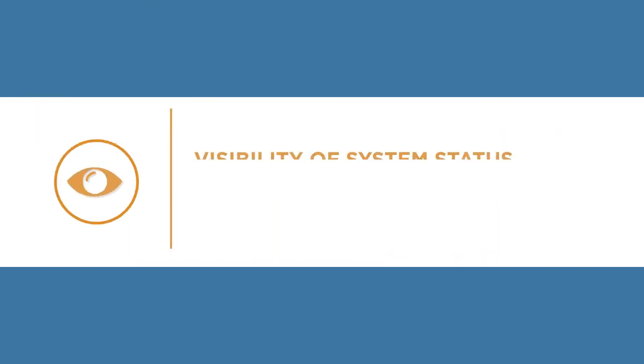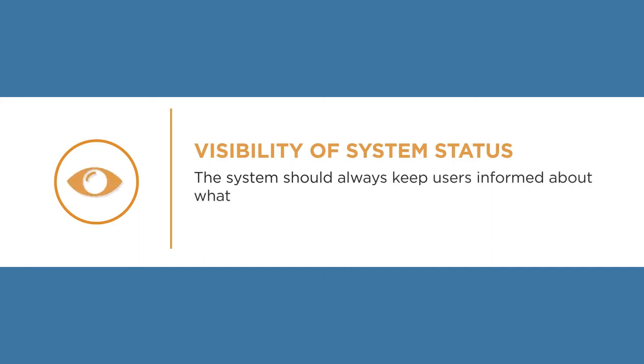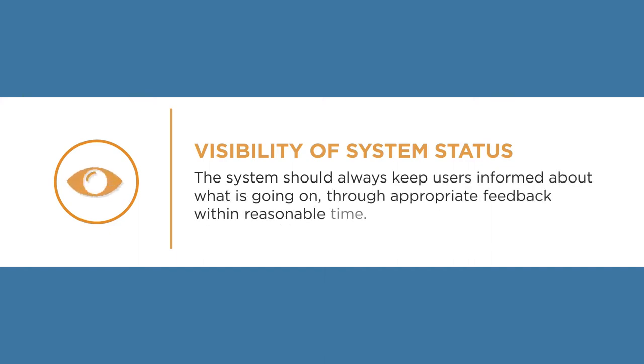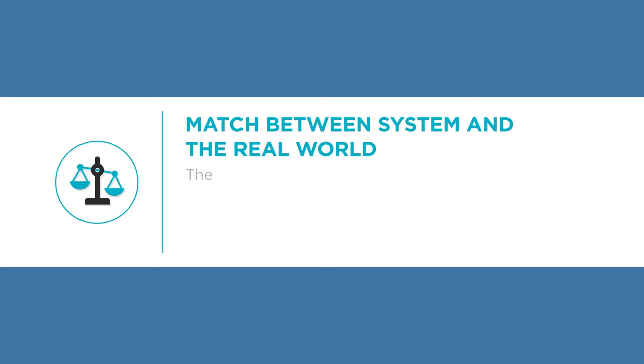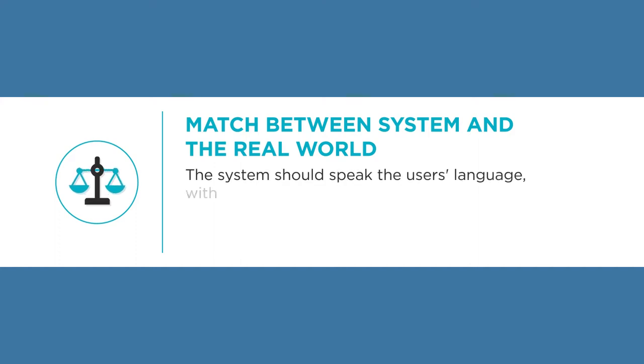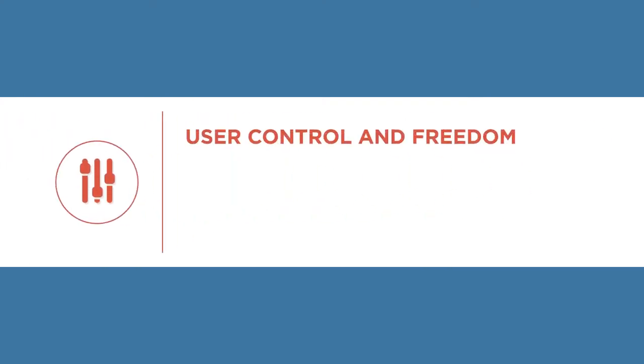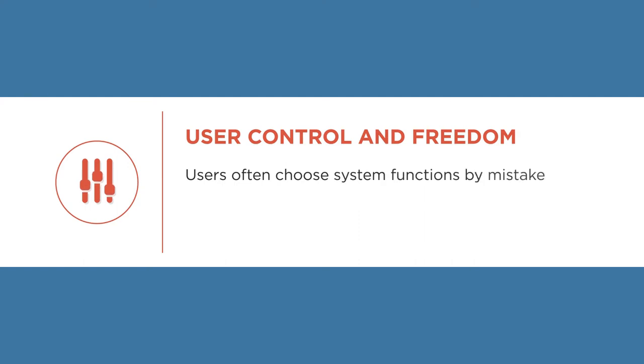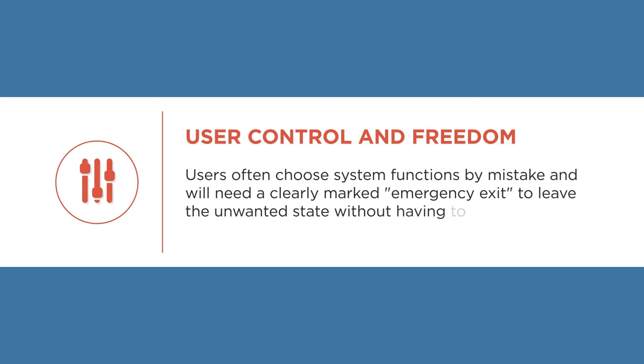1. Visibility of system status. The system should always keep users informed about what is going on through appropriate feedback within reasonable time. 2. Match between system and the real world. The system should speak the user's language with words, phrases, and concepts familiar to the user. 3. User control and freedom. Users often choose system functions by mistake and will need a clearly marked emergency exit to leave the unwanted state without having to go through an extended dialogue.